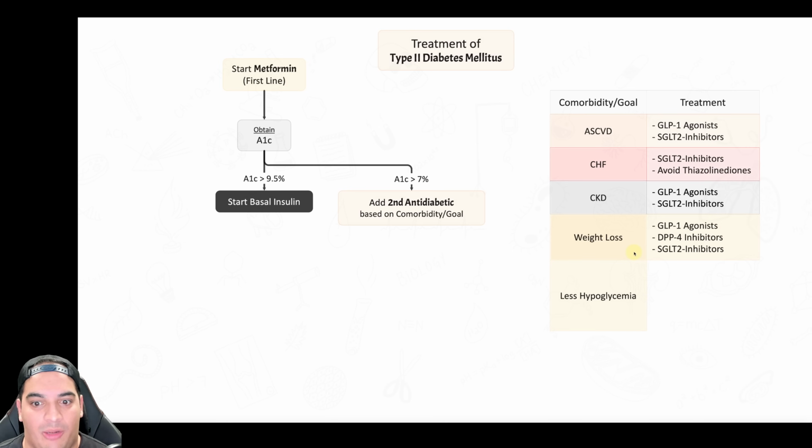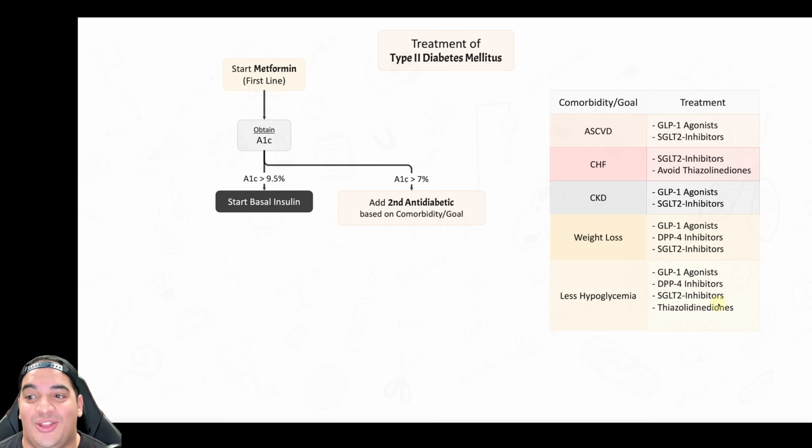can cause neuroglycopenic symptoms. You can become diaphoretic. You can actually go into a comatose state from severe hypoglycemia. So it's important to be able to give drugs that reduce that risk. GLP-1 agonists are really good at not having a lot of hypoglycemia, as are DPP-4 inhibitors, SGLT2 inhibitors, and thiazolidinediones.